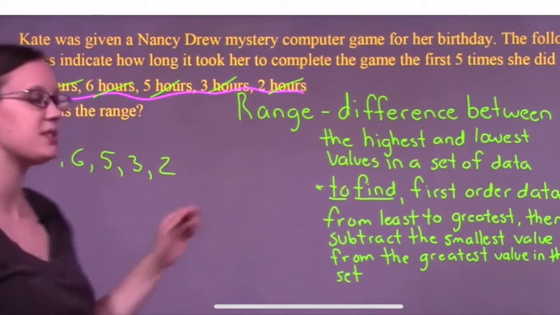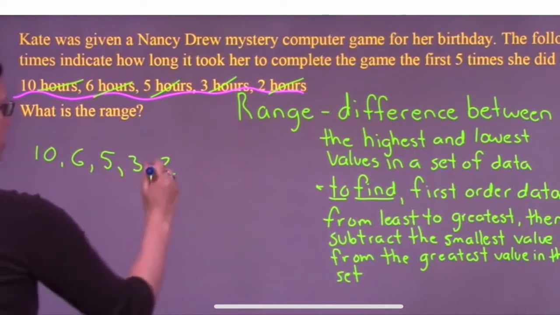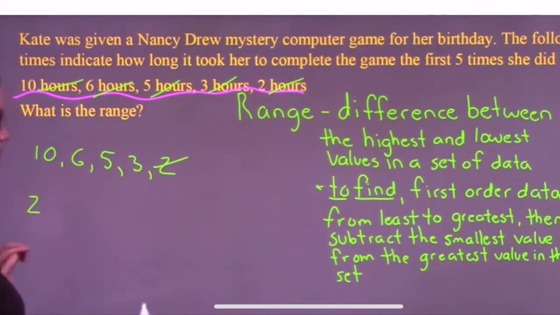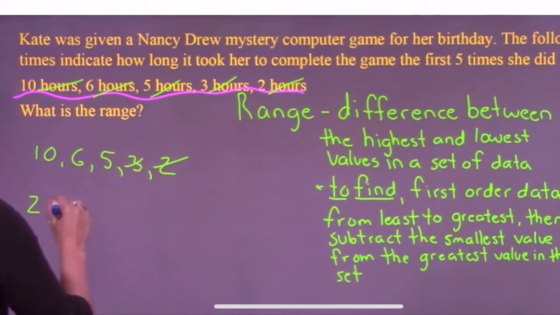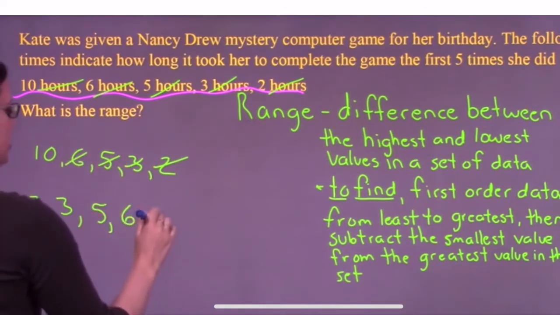So what's our smallest number? Okay, we can see our smallest number is 2. Again, I'm going to cross it out to keep track of which ones I've included and which I haven't, so I don't make a mistake. 3 is written next. Okay, our next highest is 5. Then we have a 6, and our greatest is 10.